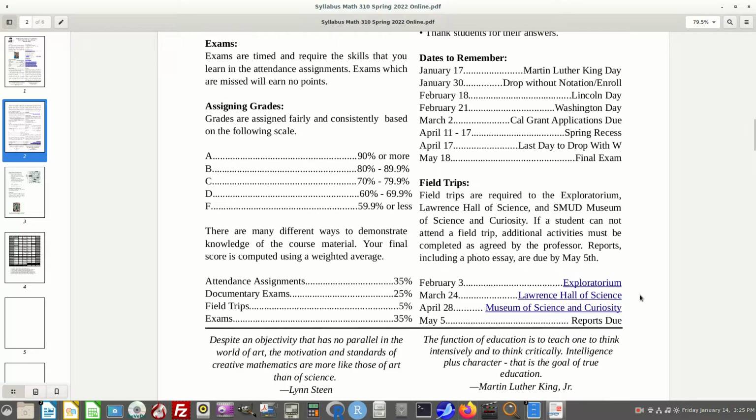Let's look at the weights for each of the portions of the course. Attendance assignments, 35%. Documentaries, 25%. 5% for field trips, we'll talk about that. And then the 2 exams in the semester and the final during finals week, 35%.